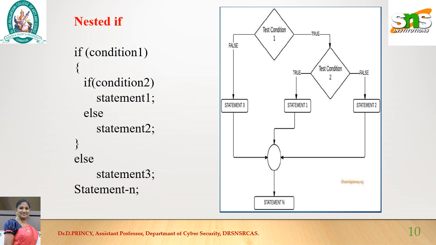So this is a flowchart of the nested if. When condition 1 becomes true, it tests another condition called test condition 2. When it is true, statement 1 is executed, followed by statement n. If it is false, it goes to statement 2. If the first condition is false, it goes to statement 3.